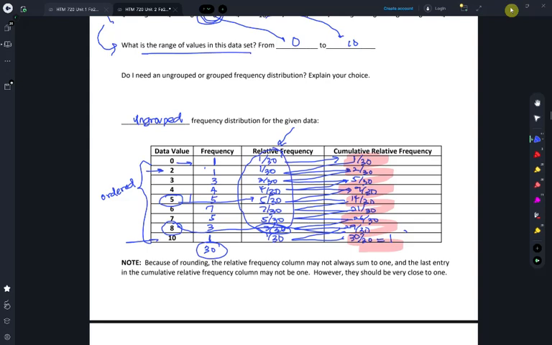And no surprise that this will be equal to this number, which is 29 over 30. So, how many numbers are equal to 4 or below? Well, that will be equal to 9 over 30. That is a question that cumulative relative frequencies answer.